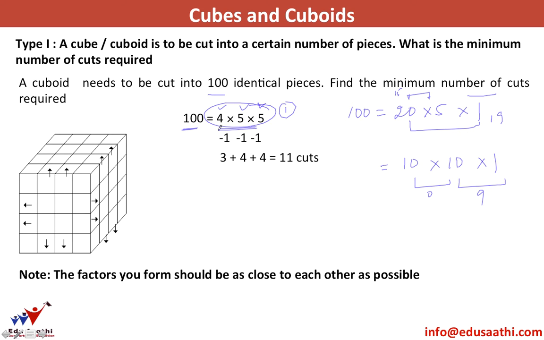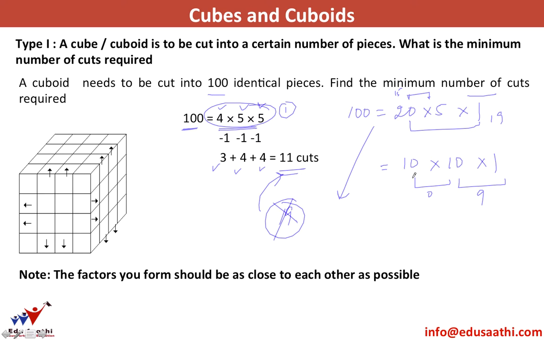So how many cuts do I need in this case? 4 minus 1, 3. 5 minus 1, 4. 5 minus 1, 4. Or 11 cuts. If I take this case, I will need 20 minus 1, 19 cuts on my side itself, which is greater than 11. I need not even go further. So 19 is not the right answer.